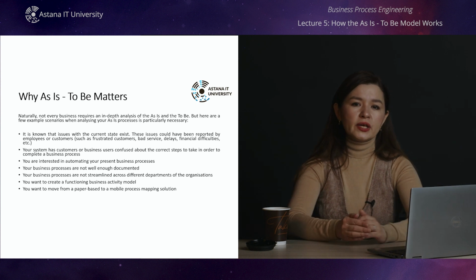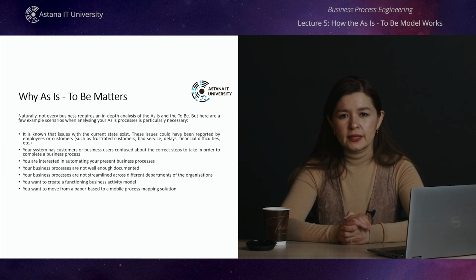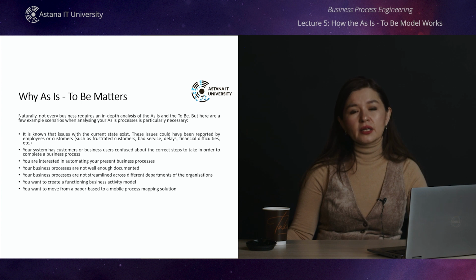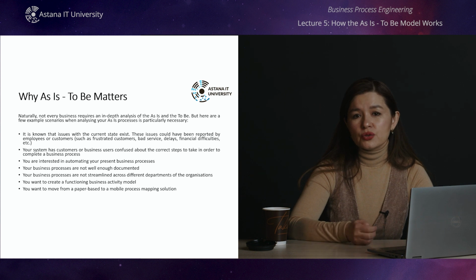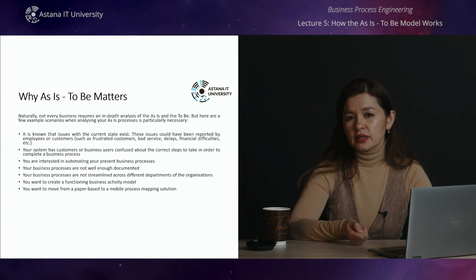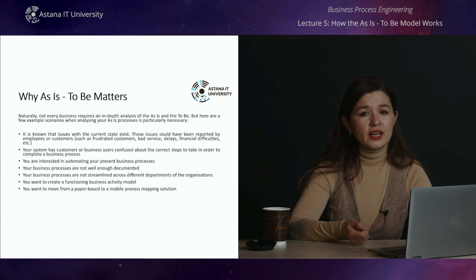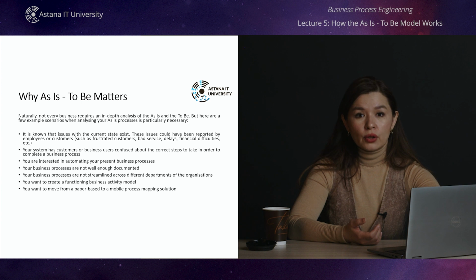Organizations interested in creating a functioning business activity model benefit significantly from analyzing the as-is and defining the to-be state. This process ensures a clear understanding of how different activities are interconnected and how they contribute to overall business objectives. In situations where business processes are not streamlined across the different departments of the organization, the as-is analysis becomes a key step since it helps identify disparities, overlaps, and areas for alignment, fostering a more cohesive and efficient workflow.